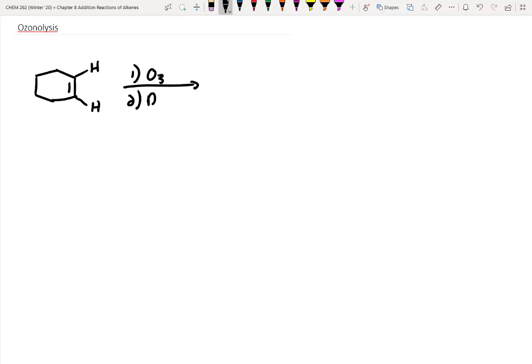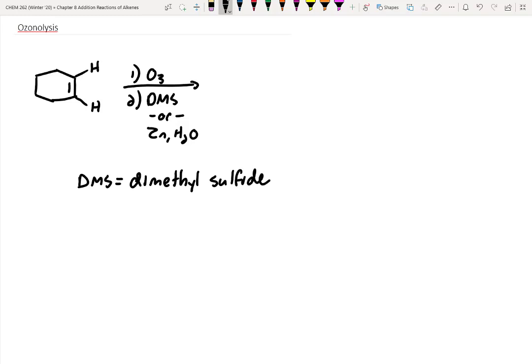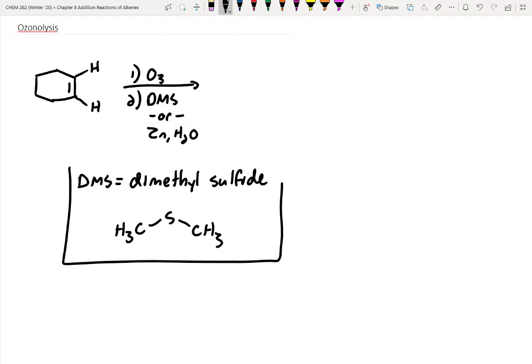And then second step is to react it with something called DMS, or you can use zinc and water. You might see these used kind of interchangeably in the Klein textbook, so I show students both. What DMS stands for is dimethyl sulfide. It just means you have two methyl groups attached to a sulfur atom. So DMS is a common reducing agent. It's just a little stinky to work with.